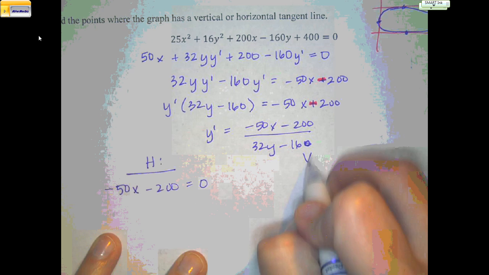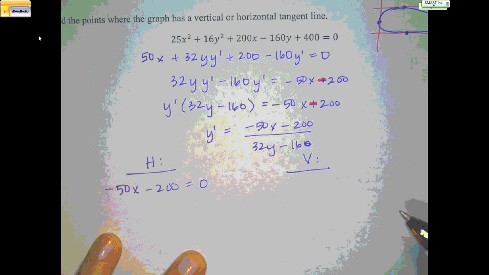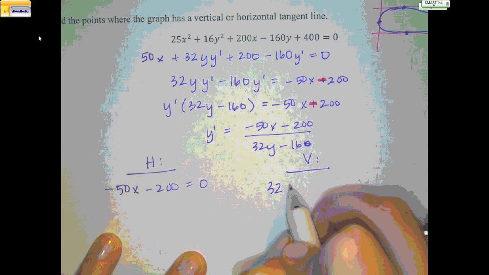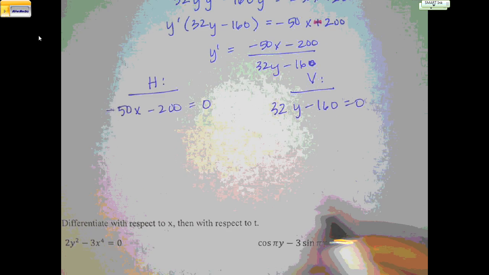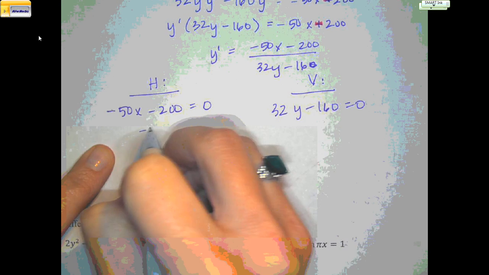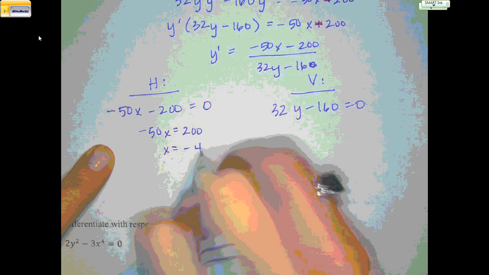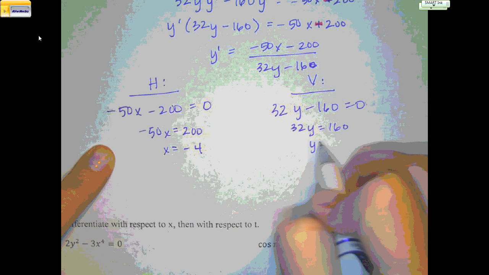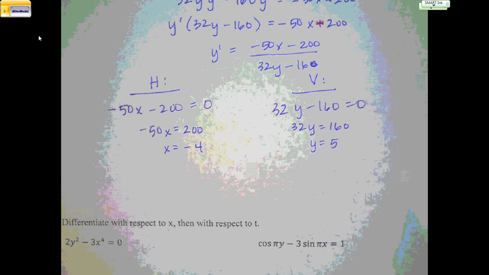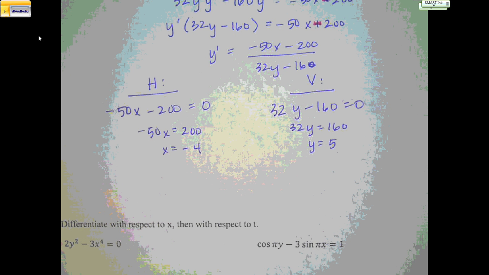For the vertical tangent lines, what part needs to be 0? The bottom. So we say 32y minus 160 equals 0. Let's solve for x and let's solve for y. Get negative 4 for x and 5 for y.